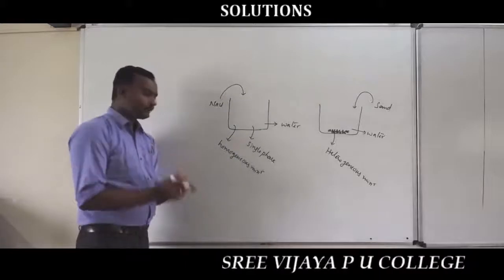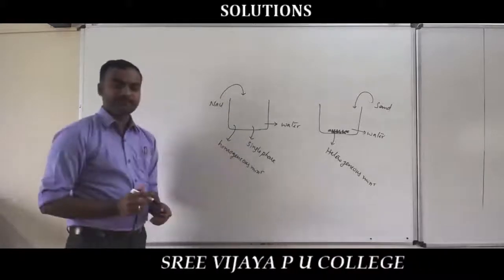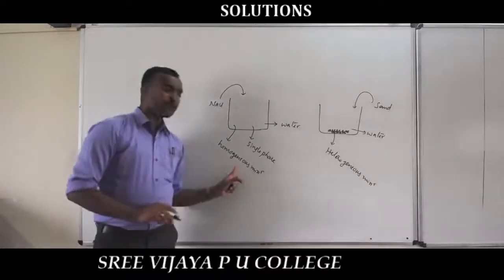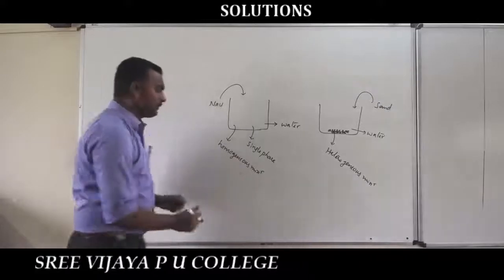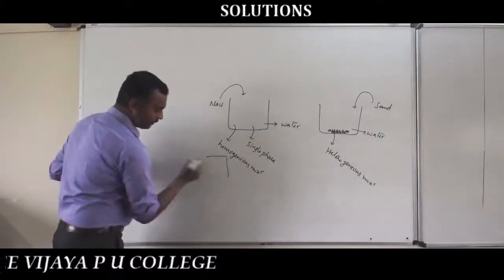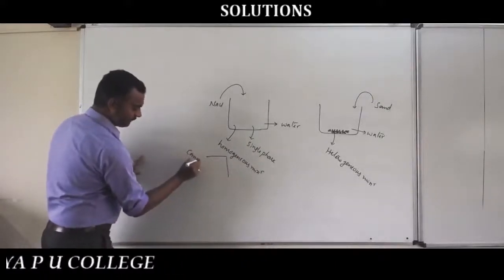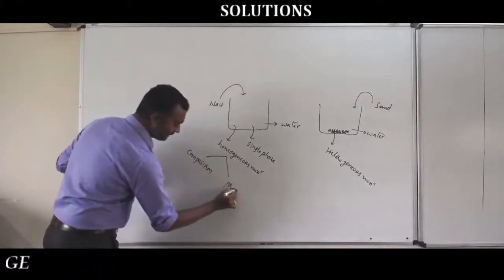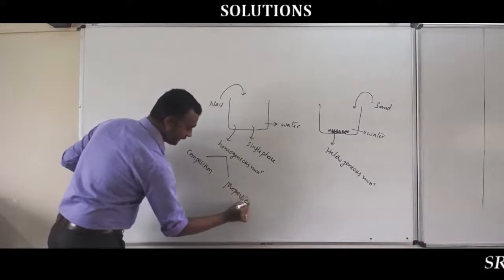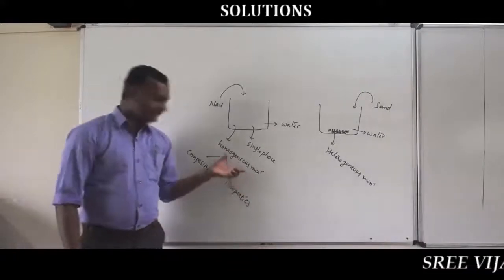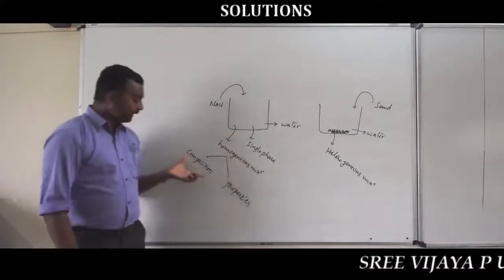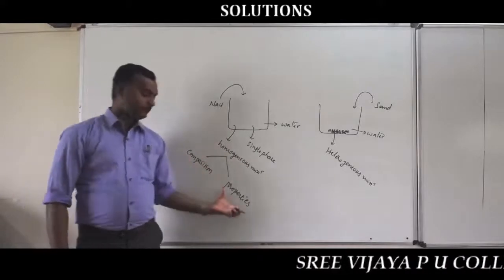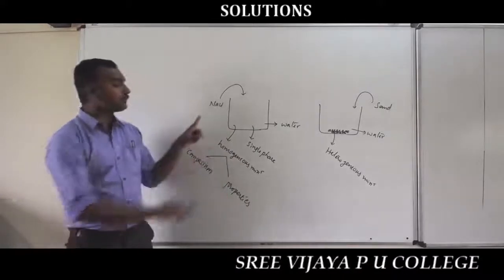So when do we say a mixture is homogeneous? Here we consider two things: one is composition, and another is properties. A mixture is said to be homogeneous when its composition and properties are uniform throughout the mixture.